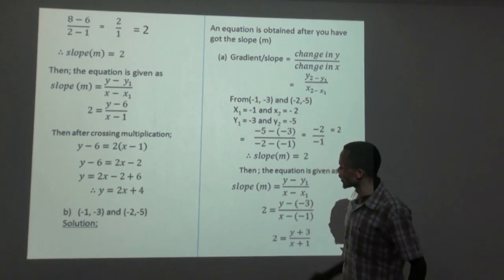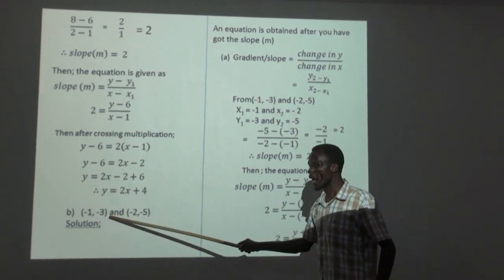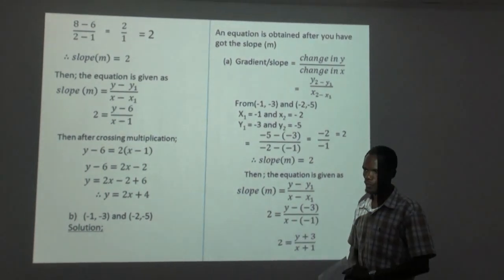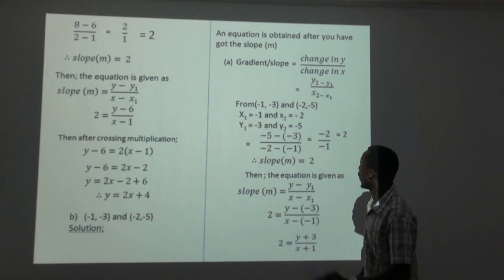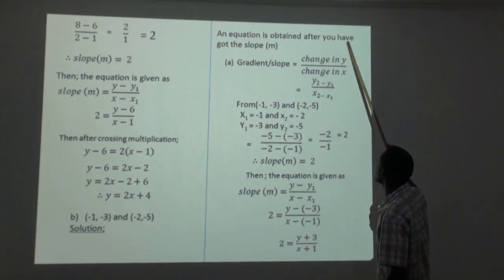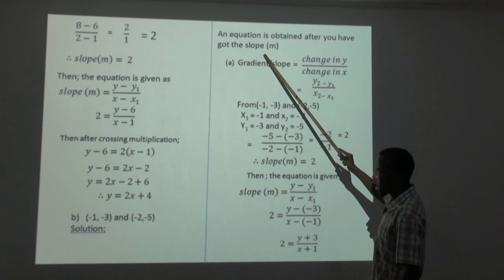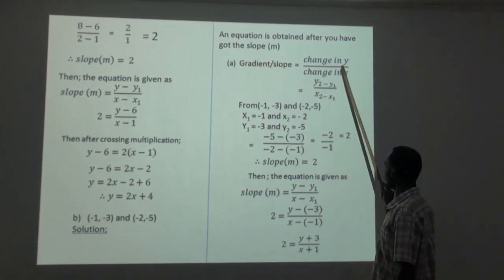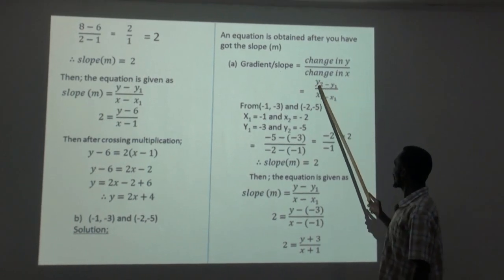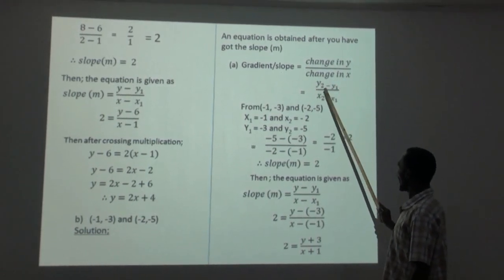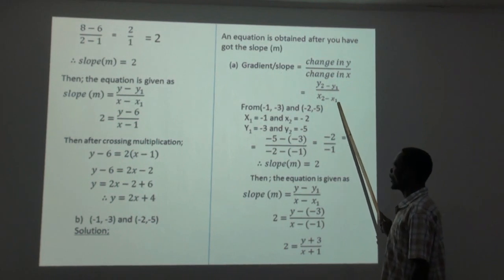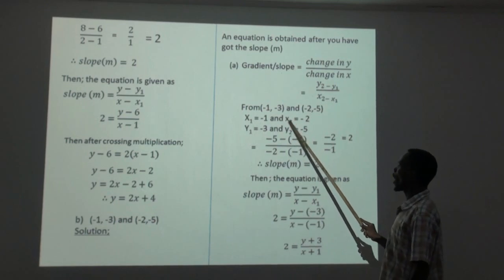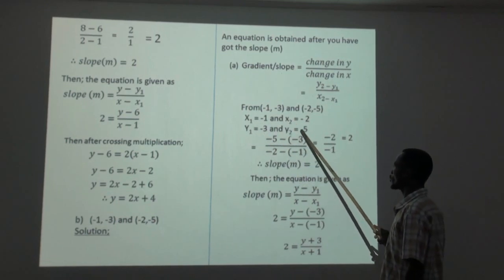B: negative 1, negative 3, and negative 2, negative 5. You get that concept? Yes. Now, an equation is obtained after you have got the slope. Slope is equal to change in y over change in x, then y2 minus y1 over x2 minus x1. From these points we have x1 and x2, and we have y1 and y2.